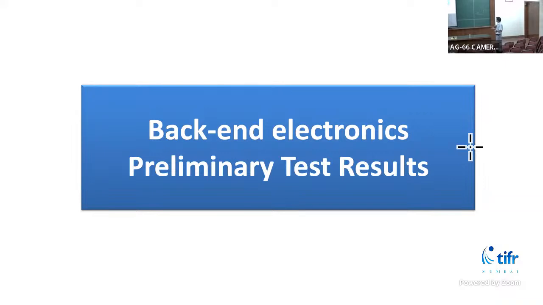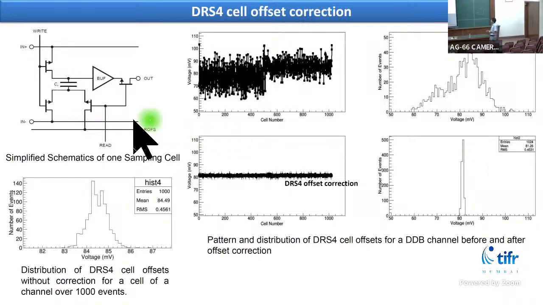So now I'll present some of the preliminary test results. For analog sampling and temporary storage of analog signals, we are using the DRS4 chip. This is the simplified schematic of one cell of a DRS4 chip. The analog signal is stored on a capacitor, and at the input there are two transistors, and outside, one buffer is there. So this cell has some inherent offset due to the IC manufacturing process.